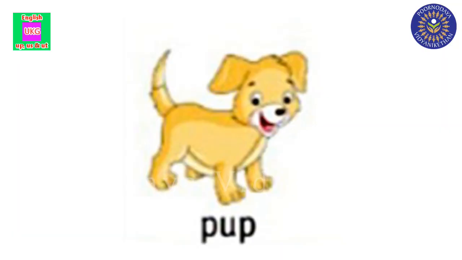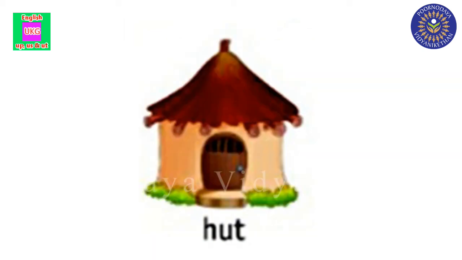Now some pictures will pop up on the screen and we'll try to name them. Are you ready, children? Let's do it. Can you see this picture, children? What is this? This is a pup. What is the spelling? P U P. Pup. What is the sound here? Up sound. Very good. Now see the second picture.